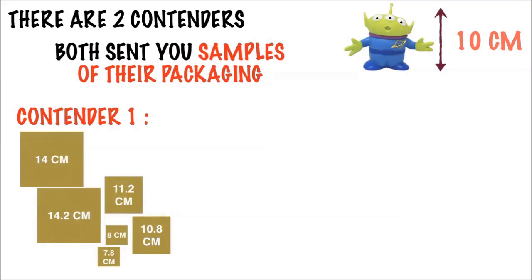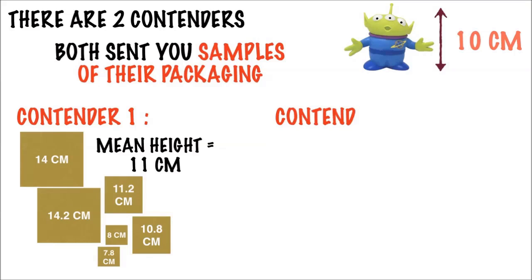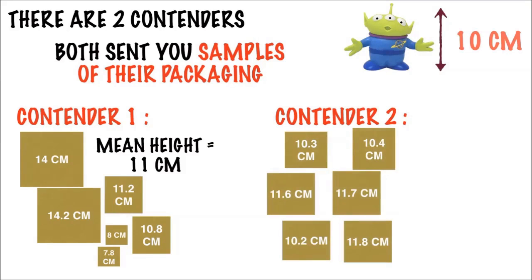Contender 1 sends you a bunch of different packaging. The height of this packaging varies substantially from 7.8 centimeters for the smallest to 14.2 centimeters for the tallest. The mean, however, of all of these packages is 11 centimeters, in other words, pretty close to what you had asked for. Contender 2 sends in also a bunch of samples.